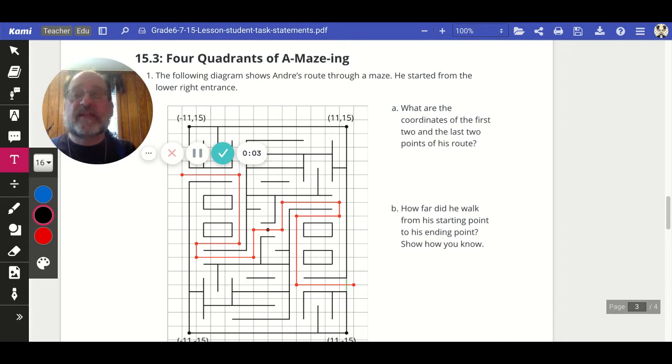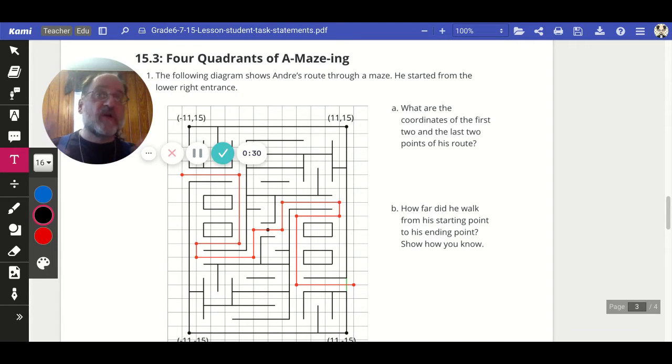This is Unit 7, Lesson 15, Activity 15.3. We've got a maze. Andre's route was the maze. He started from the lower right entrance down here, and he made his way through the maze all the way there. So we're asking here, what are the coordinates of the first two and the last 2 points of his route? So we know the origin is this dot in the middle.